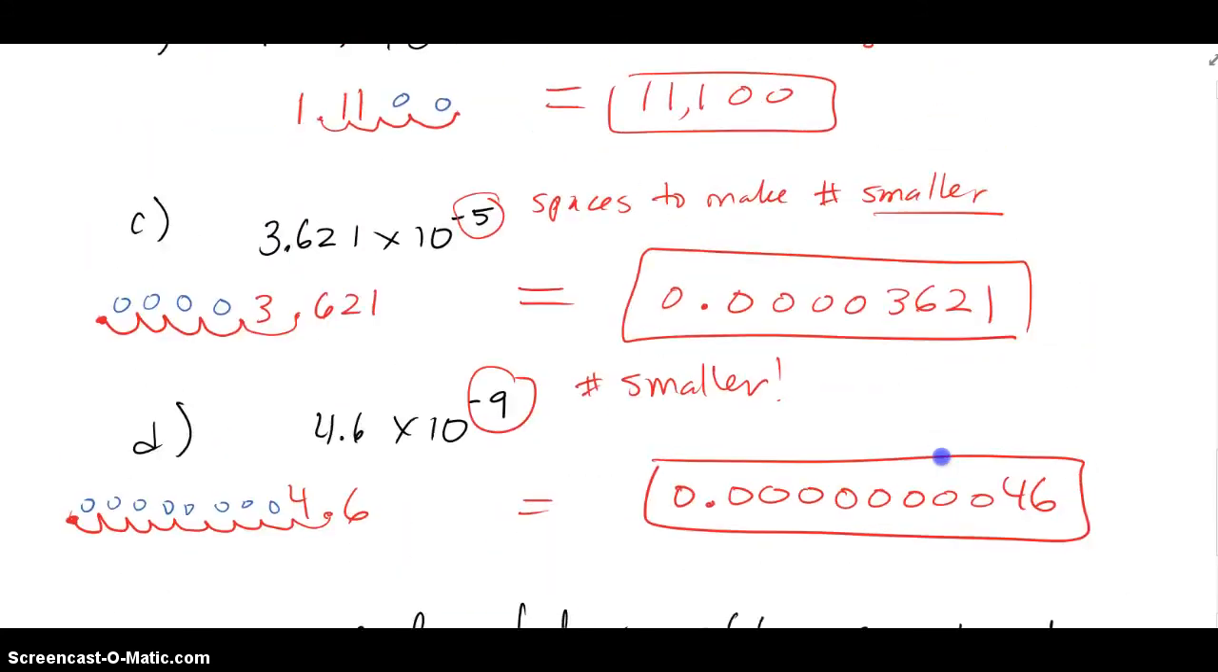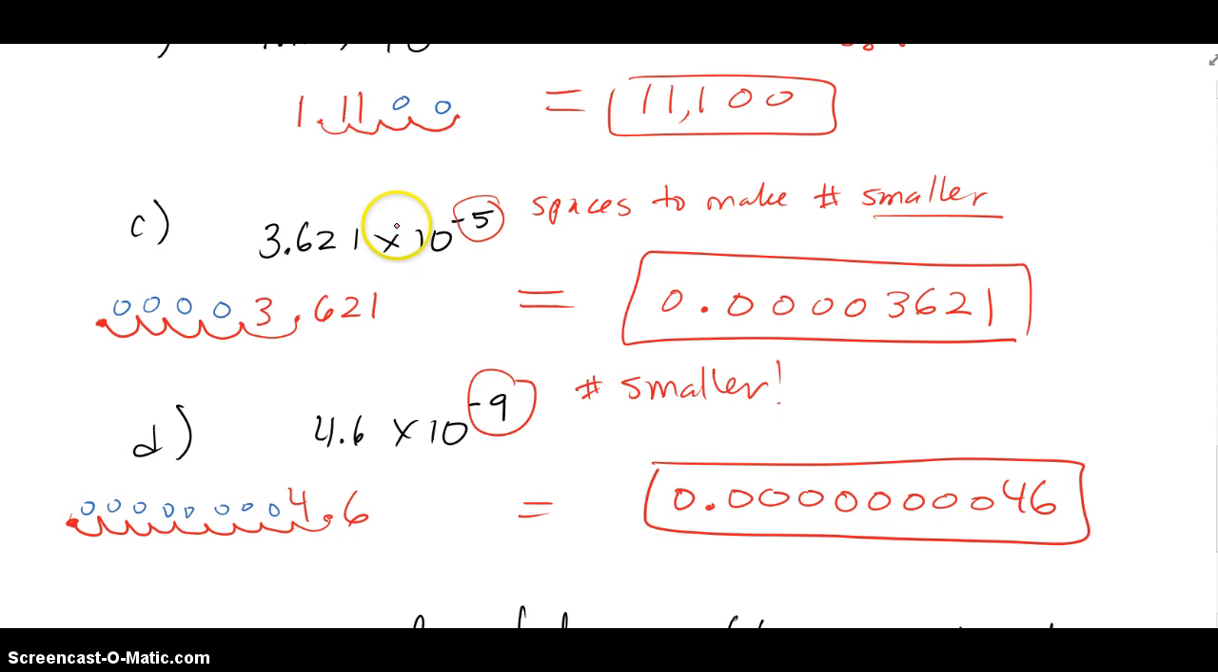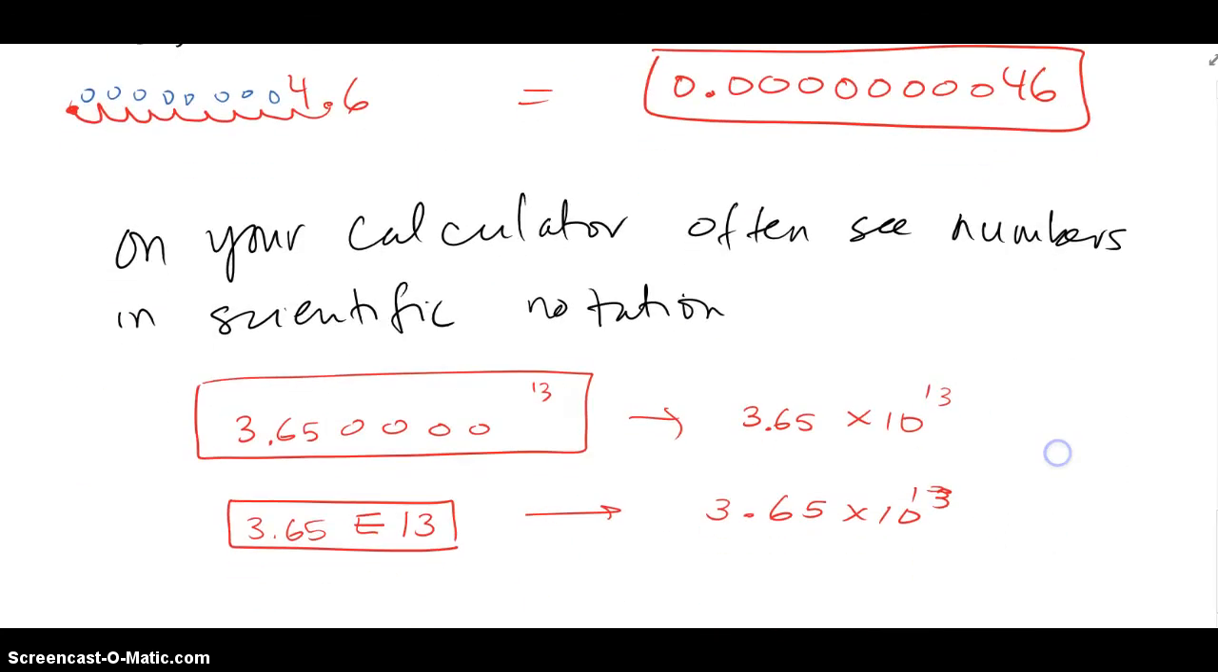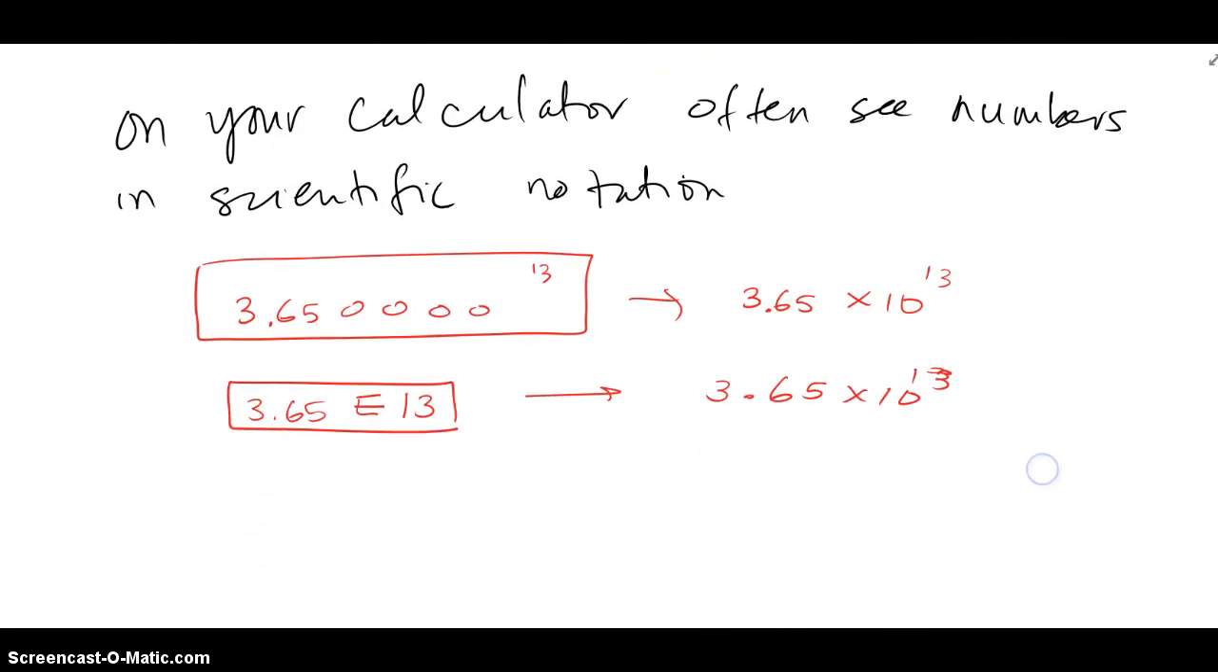You may not see this x representation or times representation on your calculator, so sometimes you may punch something in that you expect to be a huge number, and then you see 3.65, and if that doesn't make sense to you, look further. There might be something indicating that it's actually that large number with a positive power of 10, or maybe a really tiny number with a small power of 10.